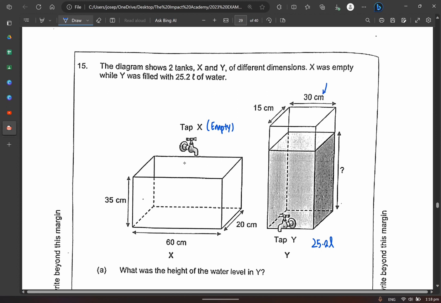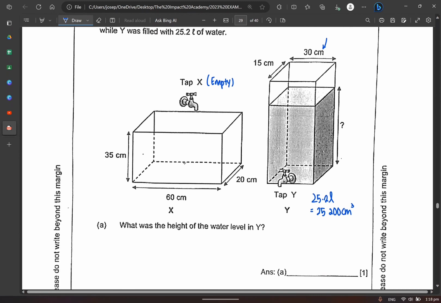Since we are dealing with cm, we're going to change this to 25,200 centimeter cube. Now, once this is done, you want to quickly write out your base area for this, which is 60 times 20. That gives you 1,200. The base area for this is simply 15 times 30. That gives you 450 centimeters square. This is a small centimeter square.